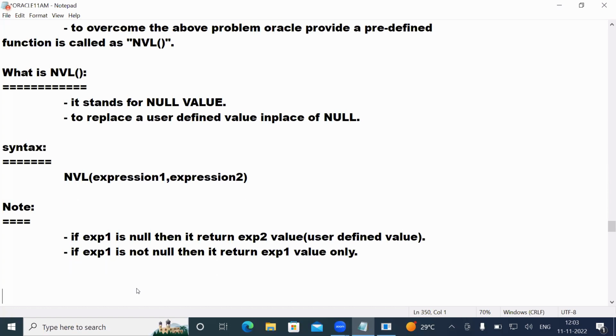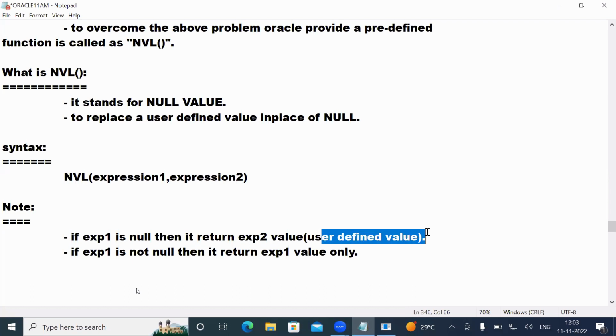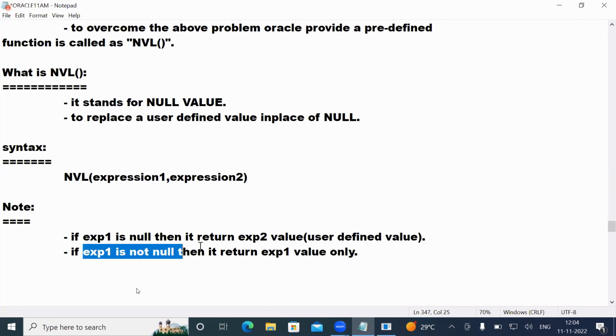Not null means it is some value. Understand now? So NVL has 2 arguments, expression 1 and expression 2. Whenever your expression 1 value is null, it returns the expression 2 value. But who gives the expression 2 value? It's user defined, and whatever he gives will be returned. Suppose your expression 1 is not null, then it returns the expression 1 value only, because not null means it definitely has some value. That value will be returned.